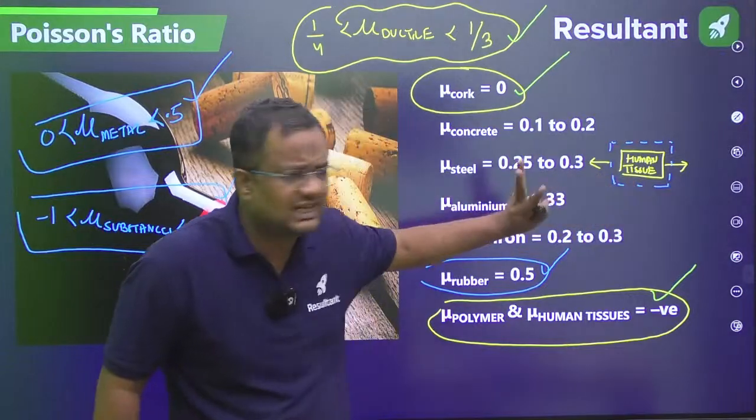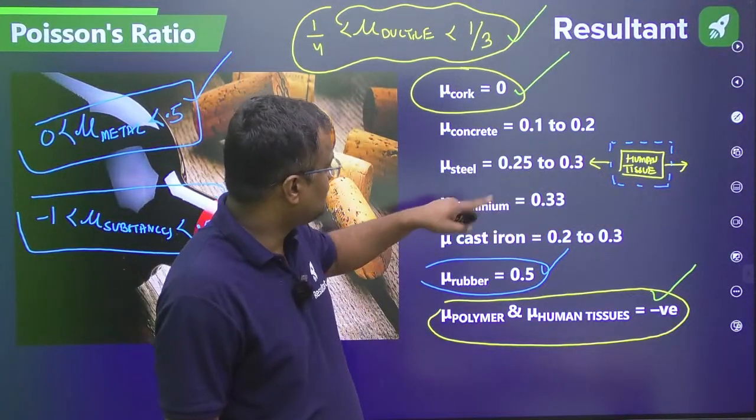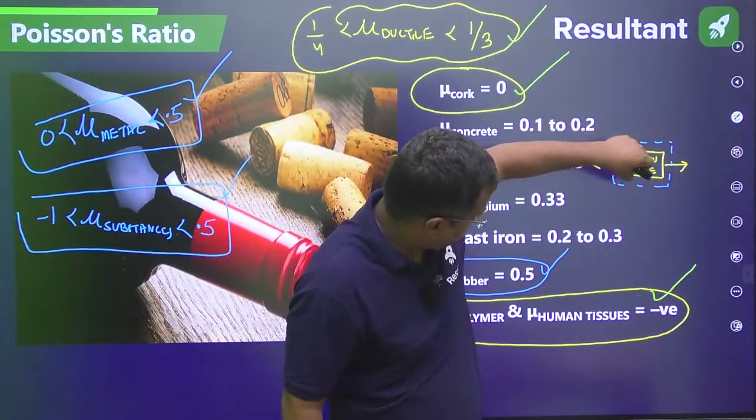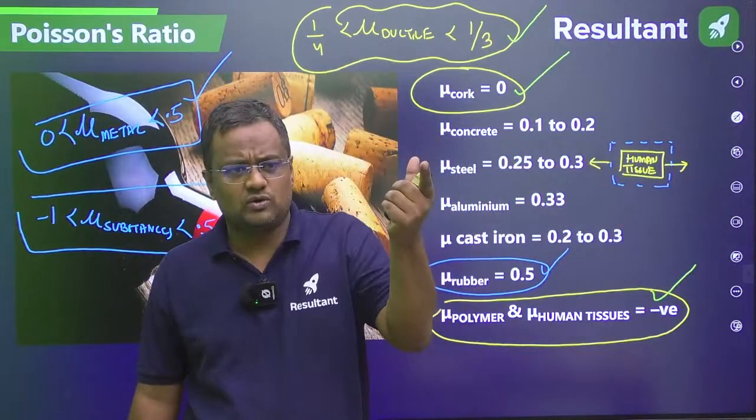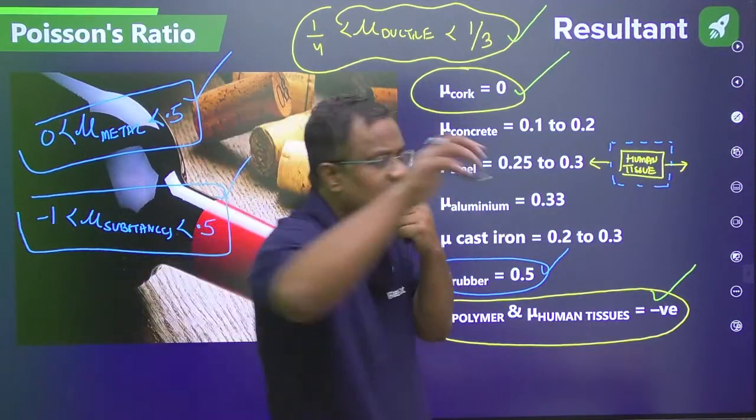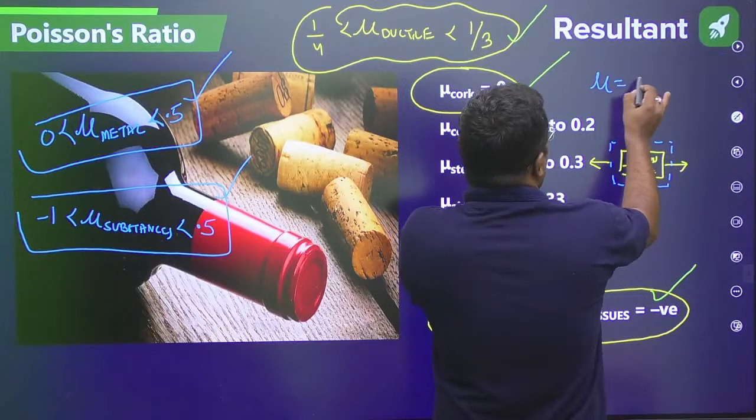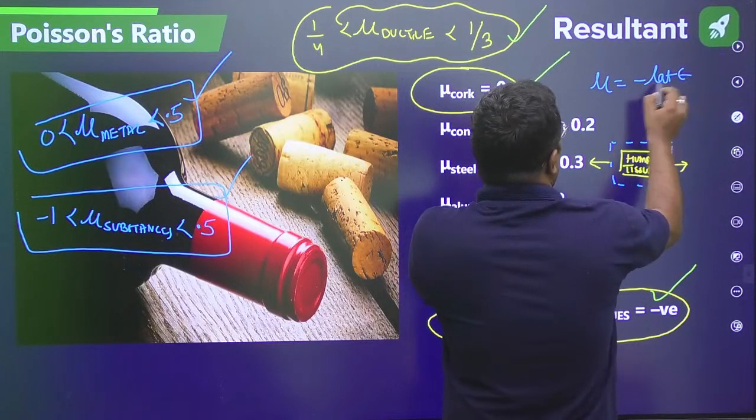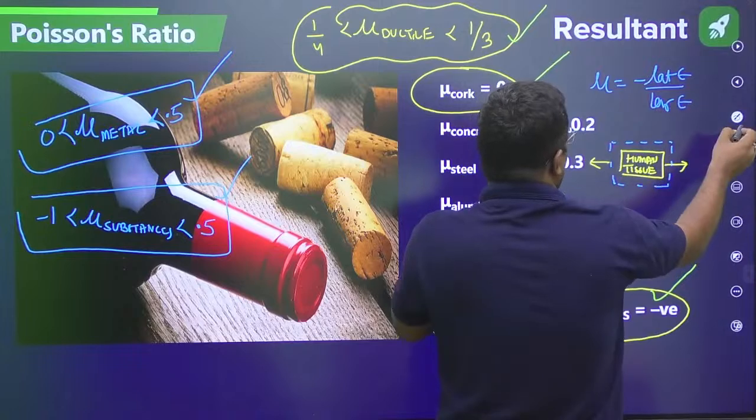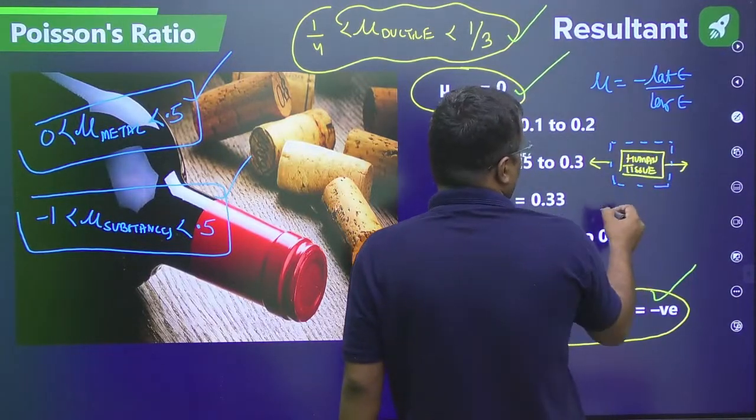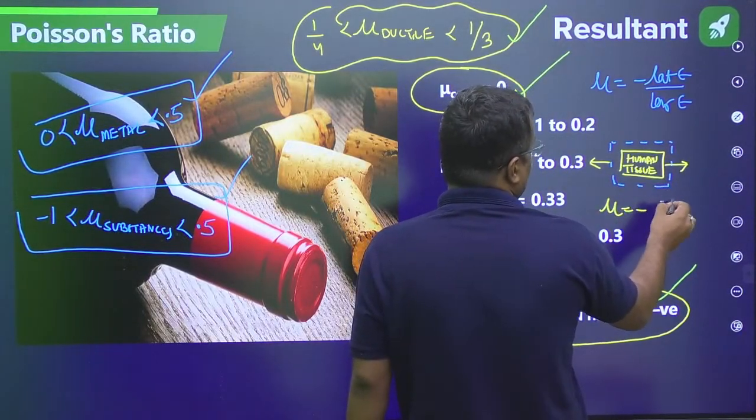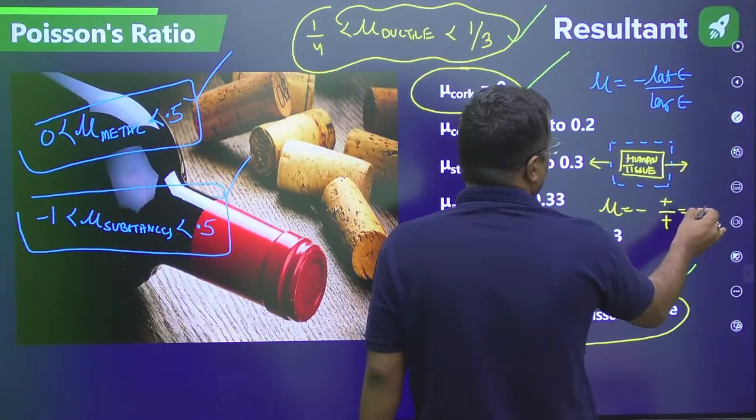For this mu is negative, sir, because mu is minus of lateral by longitudinal. Lateral is also positive, longitudinal is also positive, so one more minus sign, it will be negative. Let me make you understand again. Mu is equal to minus of lateral strain by longitudinal strain. Here lateral strain is positive, longitudinal strain is positive, so net is negative.